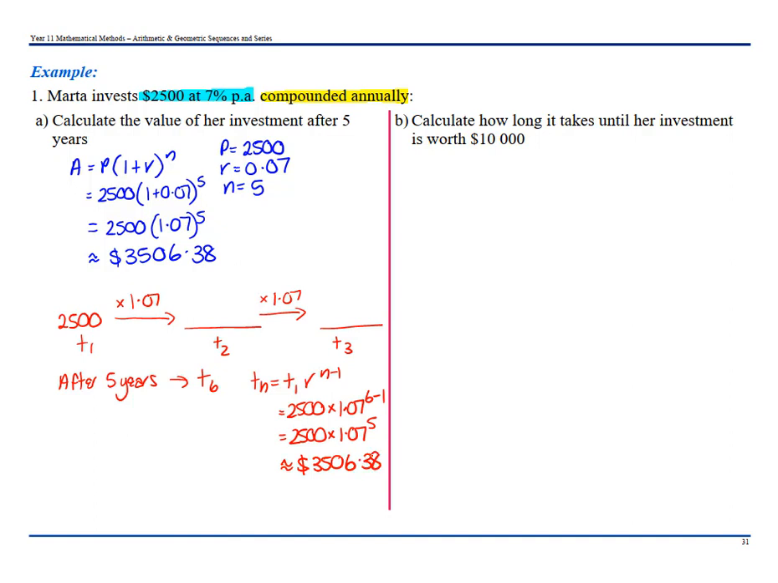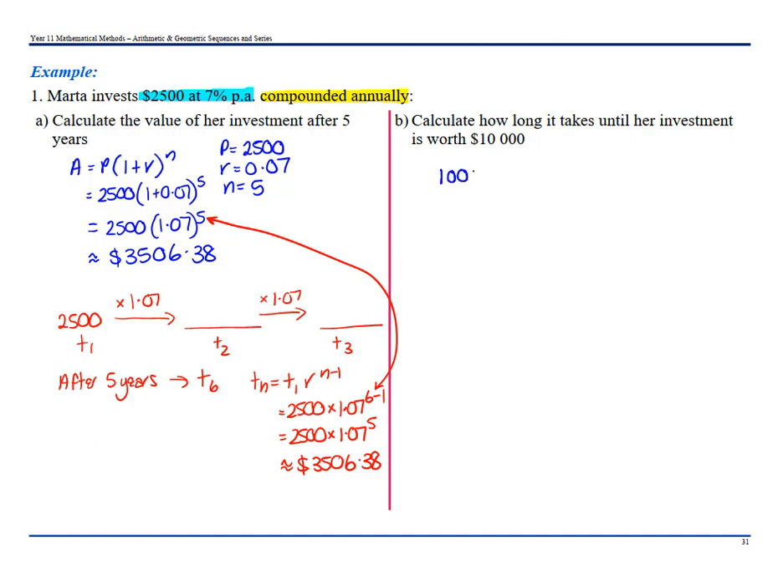So you don't need to remember your compound interest formula. And the key is to note what's happening with that index. Let's look at the next question. Calculate how long it takes until her investment is worth $10,000.